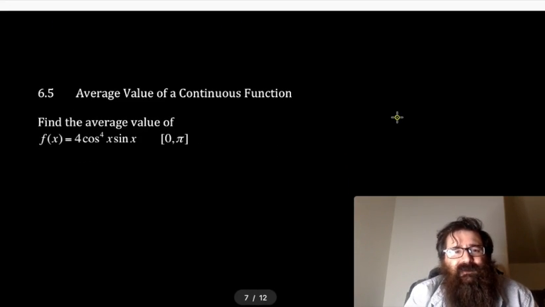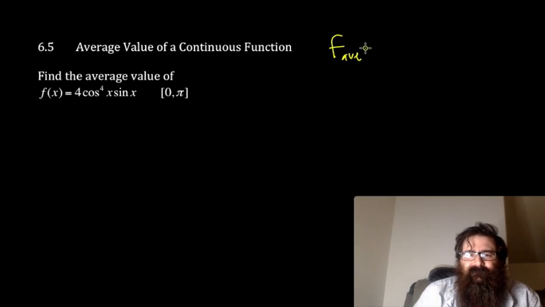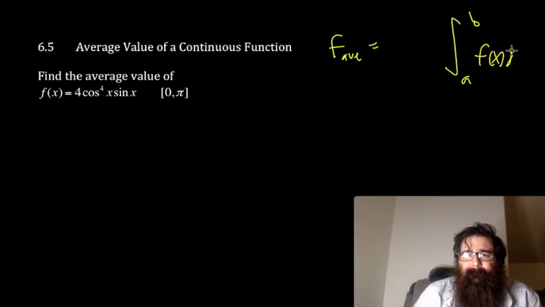Now let's talk about some examples from 6.5. And here we're talking about the average value of a continuous function. For this, we would want to just integrate over the region. And then we want to divide by the length of that region. So divide by b minus a, or I like to have a coefficient 1 over b minus a.